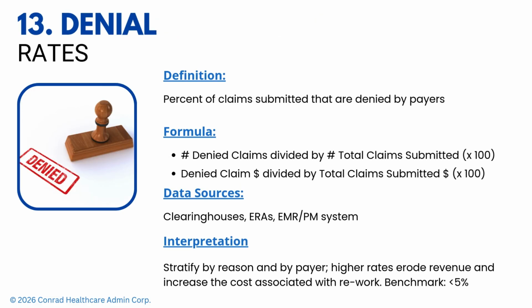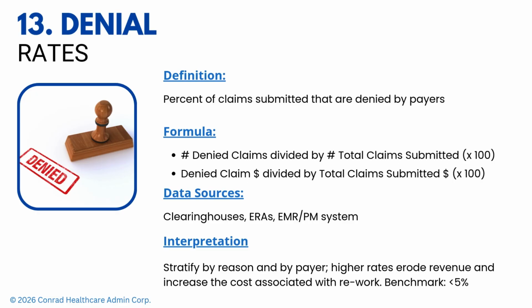Number 13, denial rates. This is the percentage of claims that are submitted that are denied by payers. And like the other denial rates that we looked at before, there are 2 ways to calculate this. The first is the number of denied claims divided by the number of total claims submitted. And then the second way is to take the denied claim dollars divided by the total claim dollars submitted. The data sources for this are clearinghouses, remittance advice, or EMR systems.